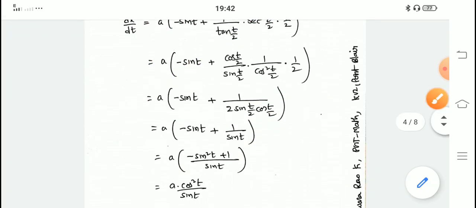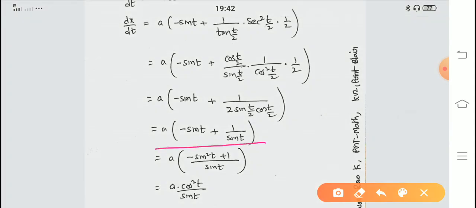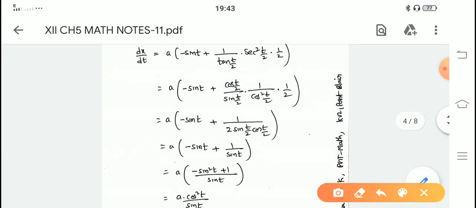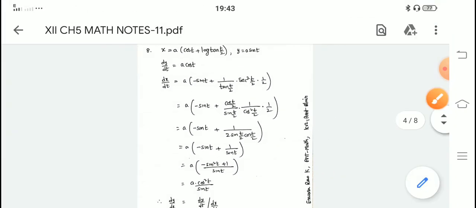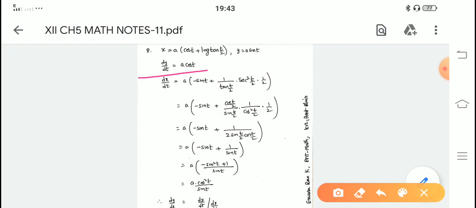Then next what will happen? Look very carefully, it's very clear now. Take the LCM. So minus sin square t plus 1 by sin t, because sin into sin is sin square t. But 1 minus sin square t is nothing but cos square t by sin t. So we found, look very carefully, dy by dt and dx by dt, both we got.